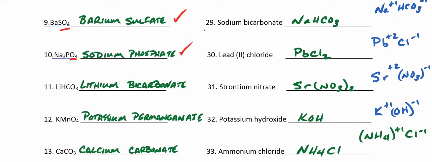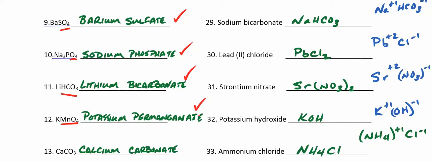The next one, lithium. Here's another polyatomic ion. We can call it bicarbonate or we can call it hydrogen carbonate. Either one is acceptable. So I'll call it lithium bicarbonate this time on number 11. So lithium bicarbonate for number 11. And number 12, another polyatomic ion, KMnO4, permanganate. So that would be called potassium permanganate. Potassium permanganate for number 12.